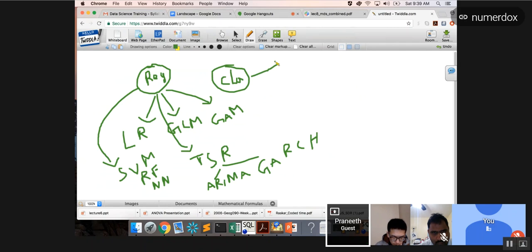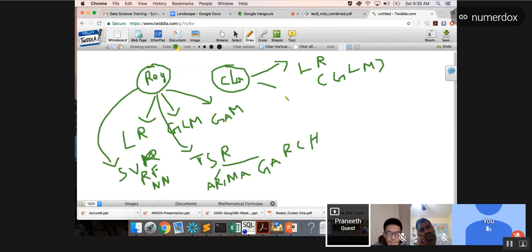And then similarly in classification, you again have logistic regression, which is part of the GLM family. Then you have support vector regression, SVR, but people interchangeably call it SVM. You have SVM for classification, random forests, neural networks. There are like 10, 20 techniques. So this is all supervised learning.